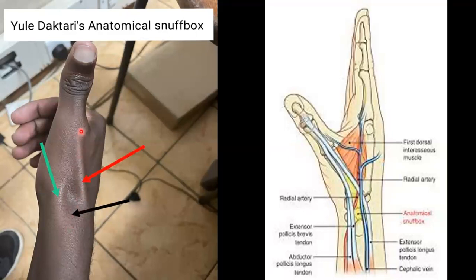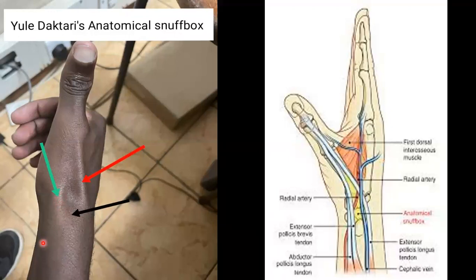Okay, so you can see it is proceeding up to here, and it is inserting somewhere here. That is the base of the distal phalanx of the thumb. Okay, and this is my lateral border or the radial border.